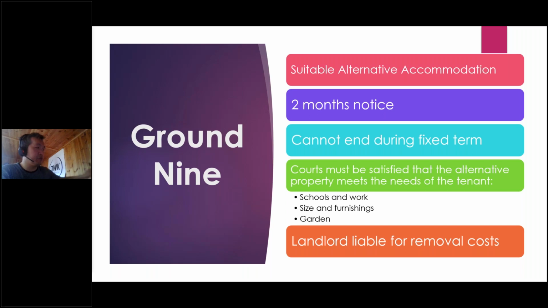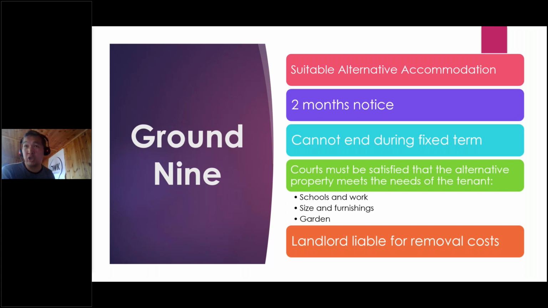But as you can see at the very bottom, and again, I haven't seen much court case law on this, the legislation and the guidance talks about it needs to be relatively similar in terms of location and size and description to the original property that they were renting. So they talk about schools and work. How far is it from those particular establishments? Size and furnishings, are they of similar quality? If one property had a garden and the one that you're trying to move them to doesn't have a garden, there's a great likelihood that you won't be able to get possession because the judge would say it's not similar to what they were originally renting. So again, just be wary of that.